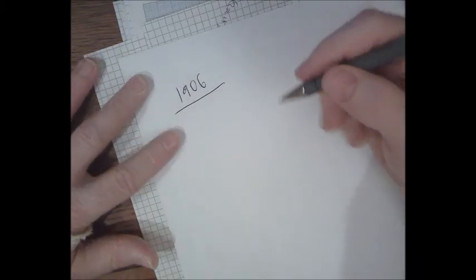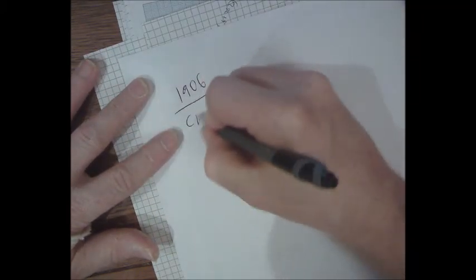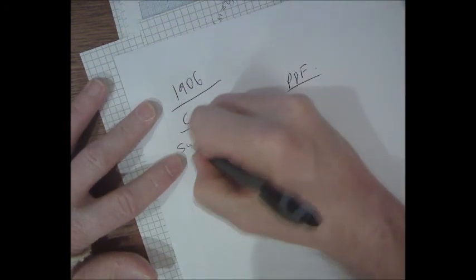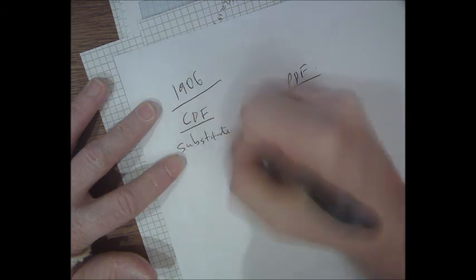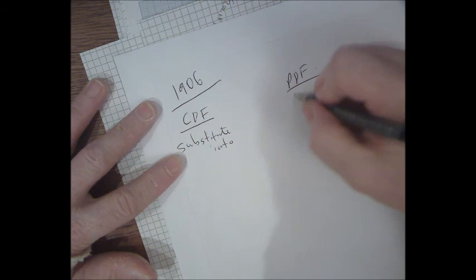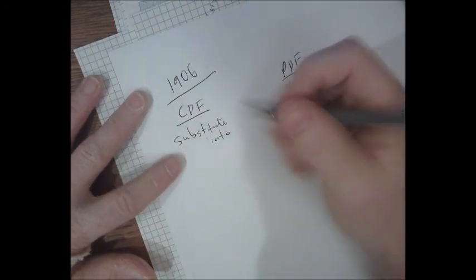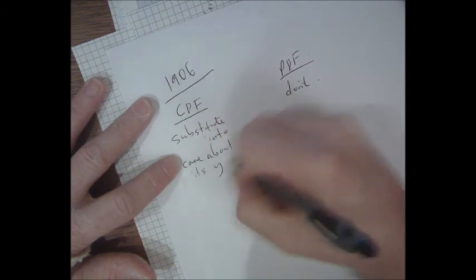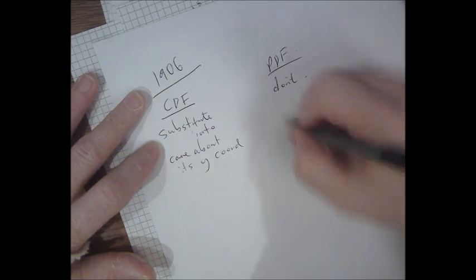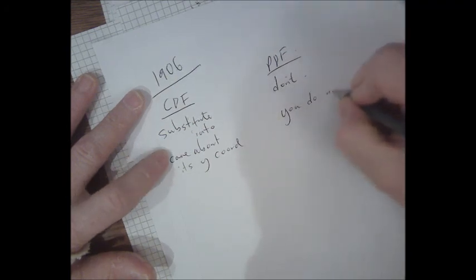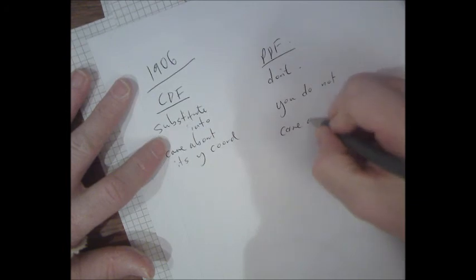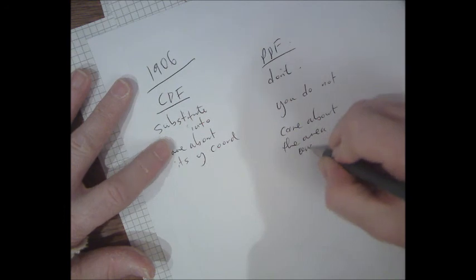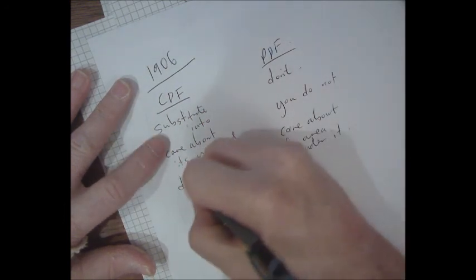Comment 1906 says that you've mixed up a CDF and a PDF, so let's just go through the differences. First of all, a CDF you substitute into. A PDF you don't. A CDF you care about its Y coordinates. A PDF you do not. A PDF you care about the area under it. A CDF you do not.